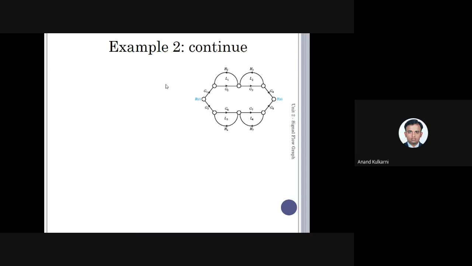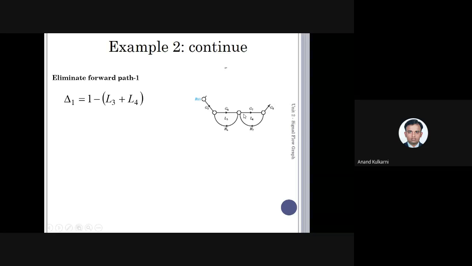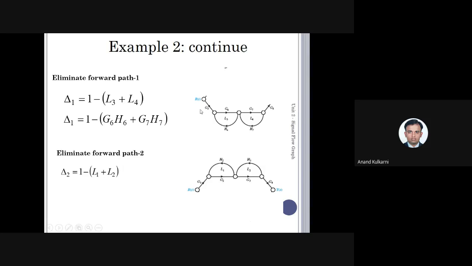Just consider which is the forward path: G1, G2, G4, G3 and G4. If I consider this forward path, in this condition, this loop and this loop are not touching. That is considered here, so it is the loop gain of these 2. So 1 minus L1 plus L3. Similarly, if I consider the second forward path, in this condition, L1 and L2 are not touching, so it will be 1 minus L1 minus L2. Now just observe here, eliminating forward path number 1: this was the forward path. In this case, when I consider this forward path, L3 and L4 are not touching.